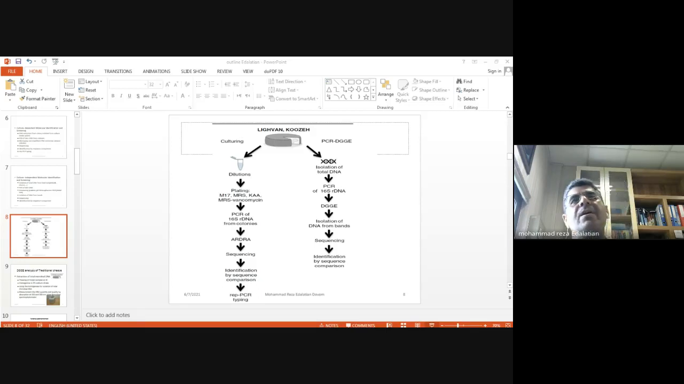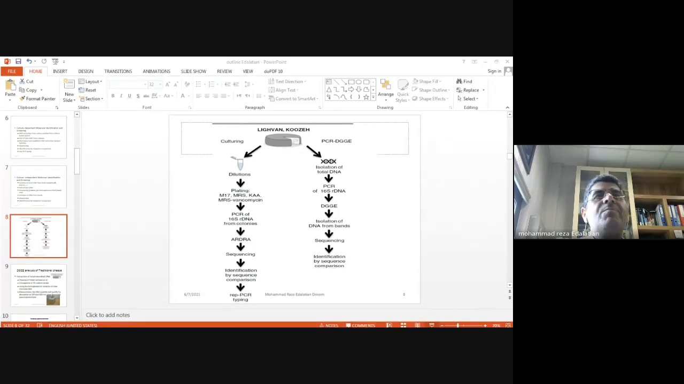Okay. And here, let's start with the DGGE analysis of traditional cheeses like Lighvan and Koopeh, as I told you. And as I mentioned, these kinds of cheeses are the most important and most popular traditional and local cheeses which are produced in Iran.